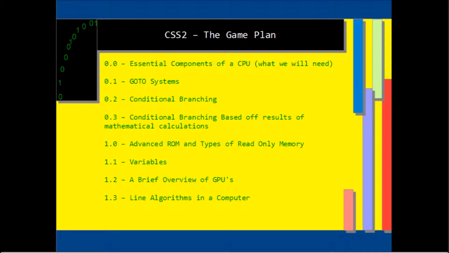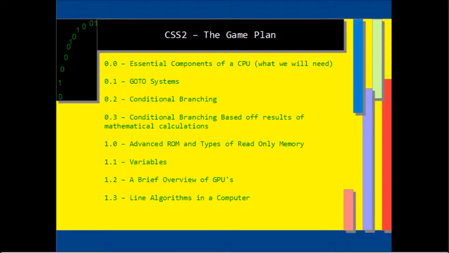So yeah, let's talk about the game plan. In 0.0, that's this PowerPoint presentation here, I'm going to go over the essential components of a CPU. We did do that in 1.3. I'm going to go over them again. I'm going to talk about one that we missed, which was the control unit. So if you've been confused when you saw that and you didn't know what it was, that will be explained in this video, so don't worry.